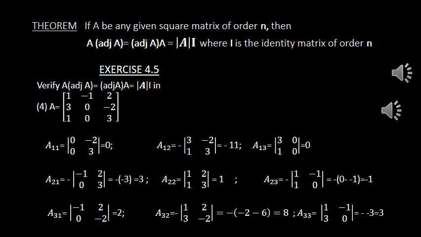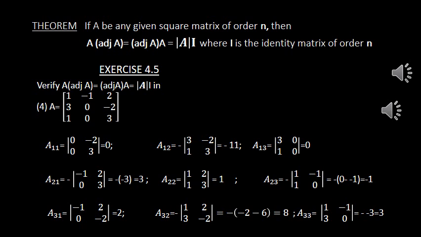Last session we studied about the adjoint of a matrix. What is the adjoint of matrix A? The adjoint of matrix A is the transpose of the cofactor matrix. Now let's learn a theorem connected with the adjoint of a matrix. Let's see what it is.